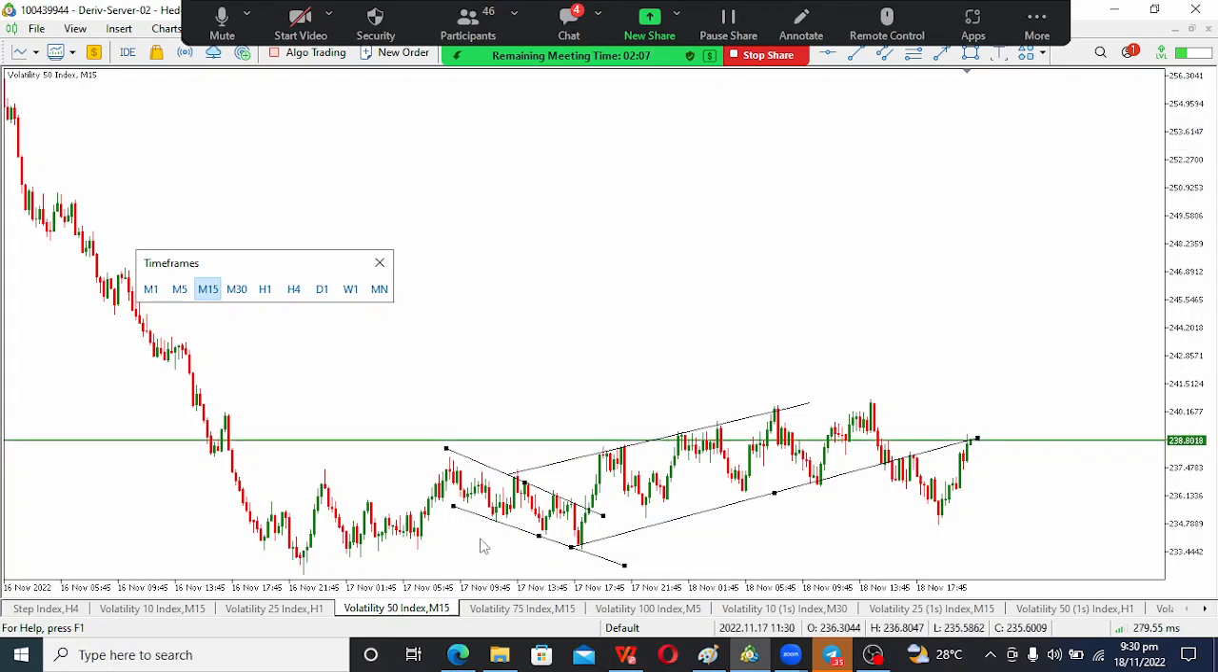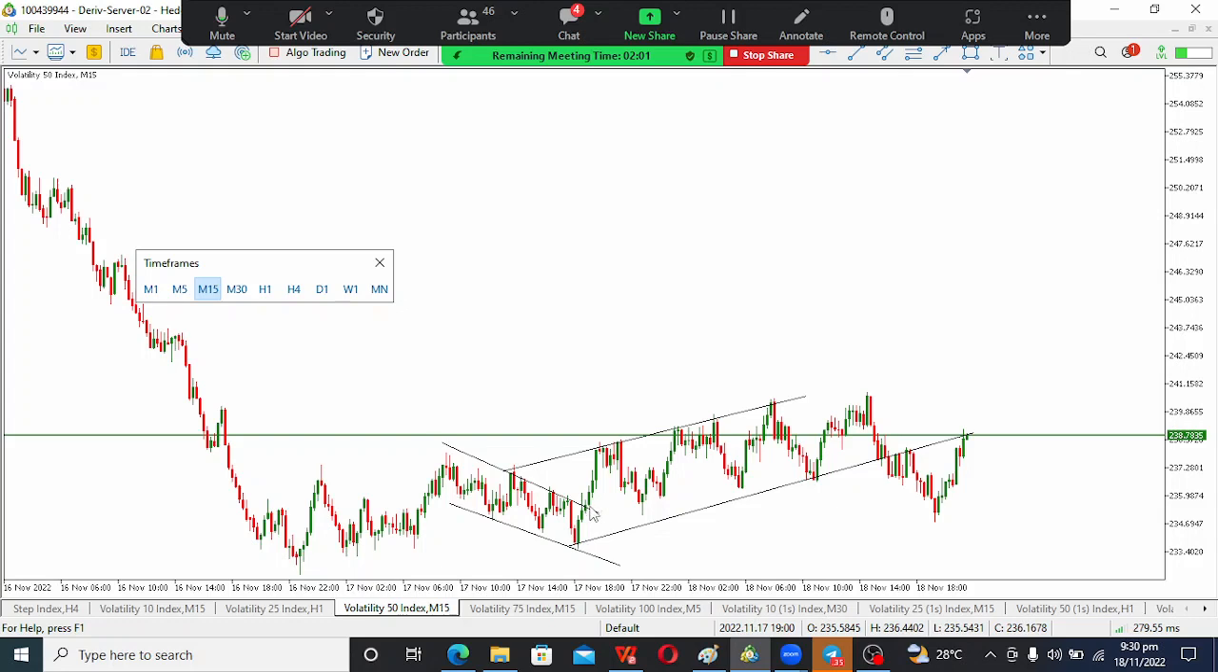Okay, so you made mention of channels, trends, support and resistance, right? Yes, please. Okay, yes. So these are the trend lines we have here. This is support, this is resistance.